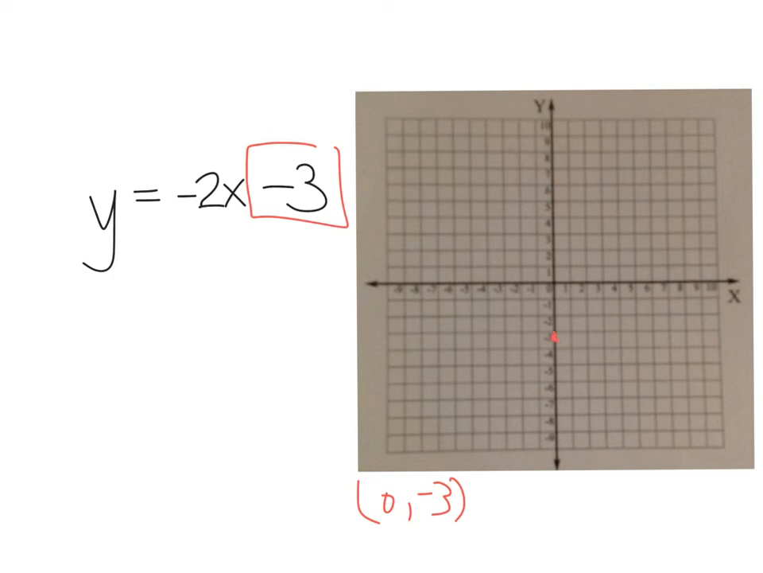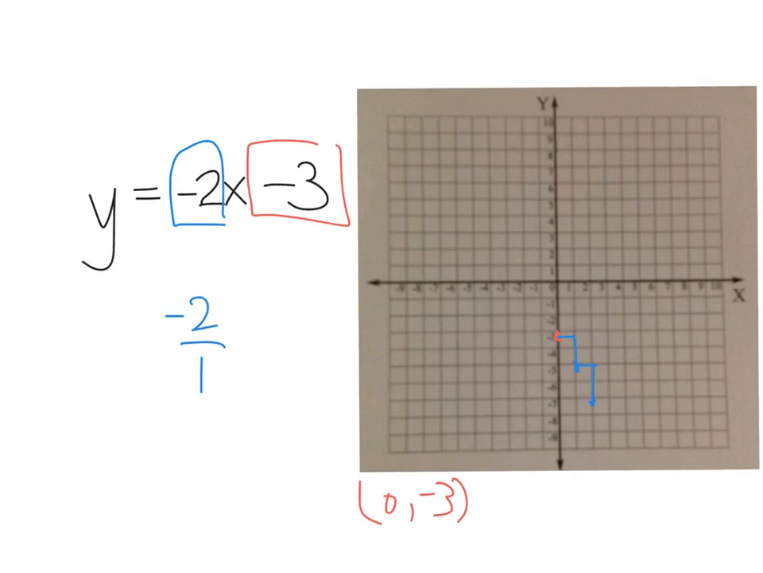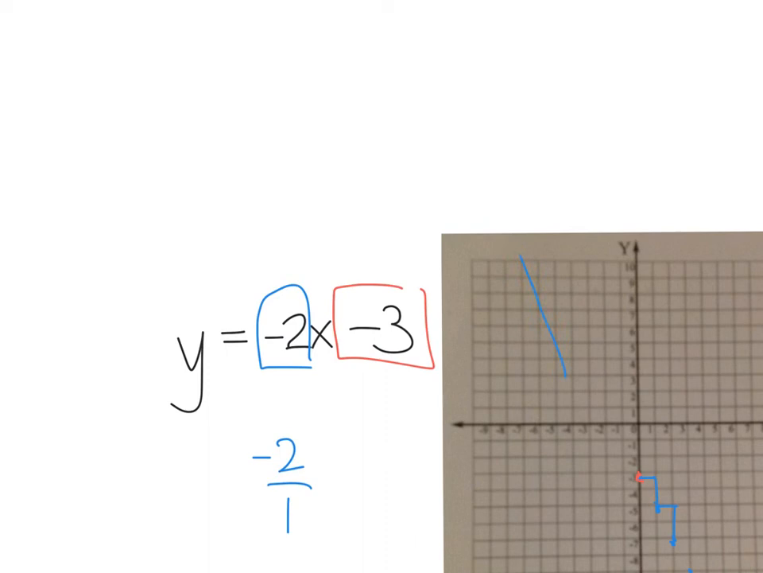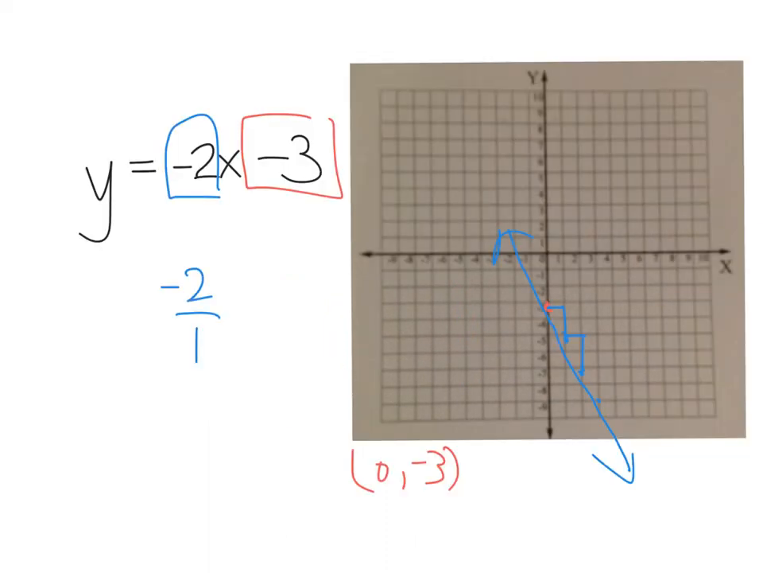My second point, I should look at the slope here. The slope is negative 2. That's the same as negative 2 over 1. So that means every time I go over 1, I'm going to go down 2. Over 1, down 2. That's where my line is going to go down. It's going to go down 2 over 1 each time.